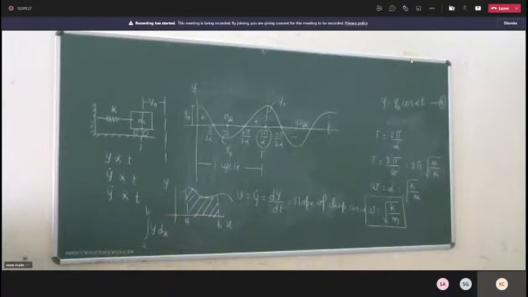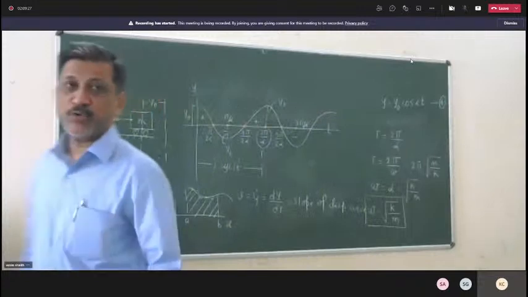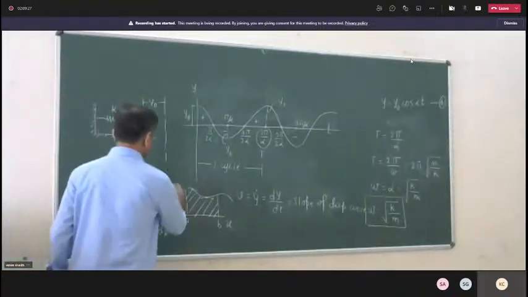The derivative always gives the slope of the tangent to the curve at any point, and the integral gives the area under the curve. Okay. And now what was my question? Can you find velocity from this graph?